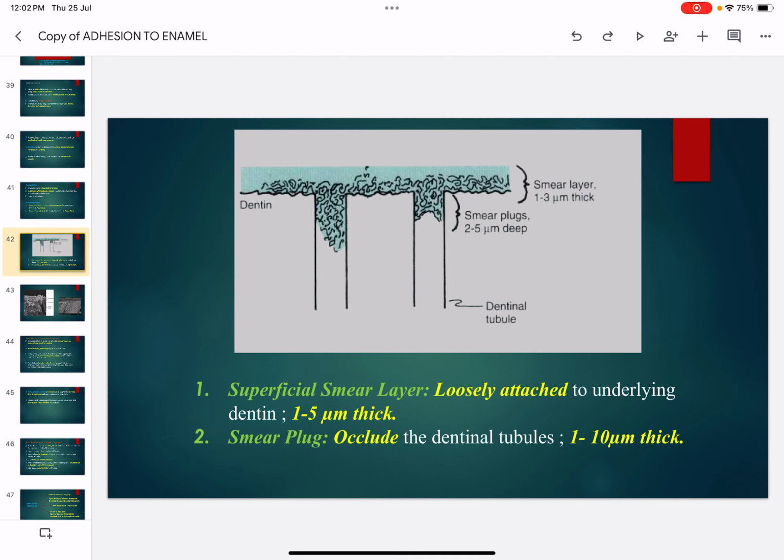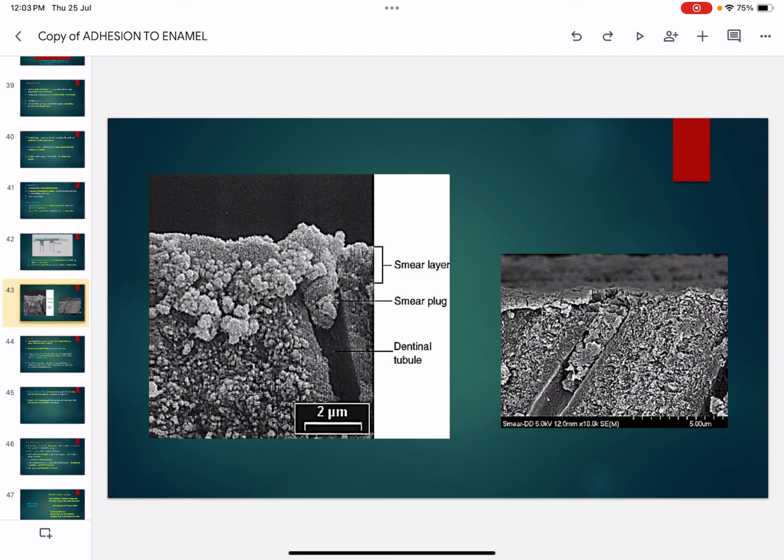In this picture, you can appreciate the superficial smear layer and the smear plugs. The smear plugs are occluding the dentinal tubules, and the superficial smear layer is seen as a layer on top of the dentin. This is a beautiful scanning electron microscope picture wherein you can easily appreciate the dentinal tubules, which are occluded by the smear plug, and a layer of superficial smear layer.